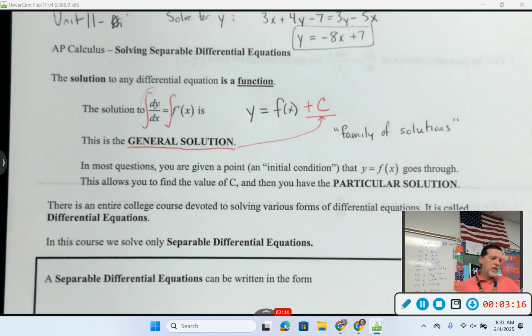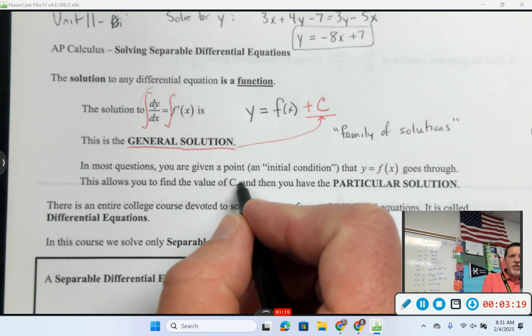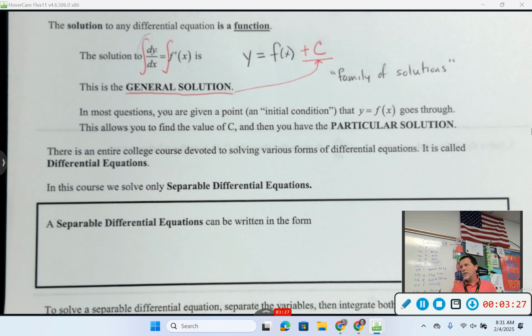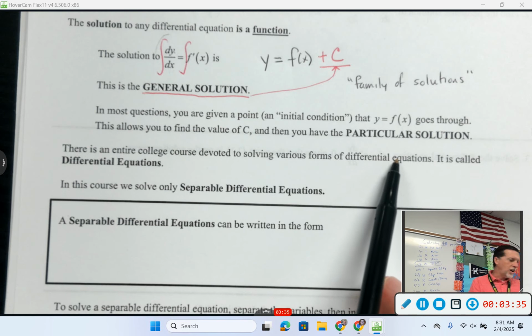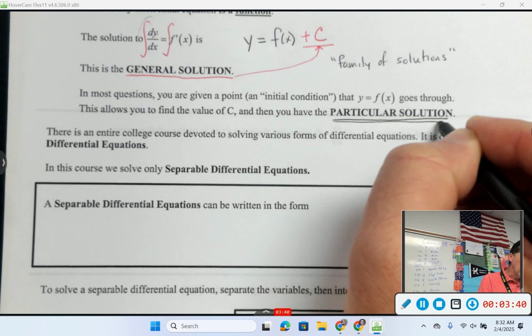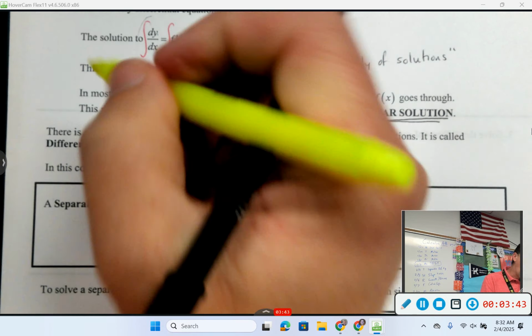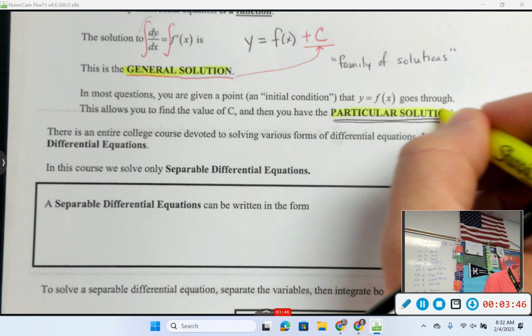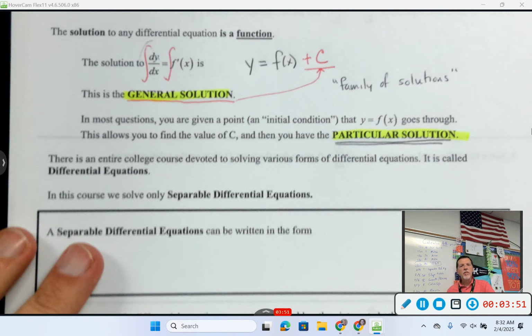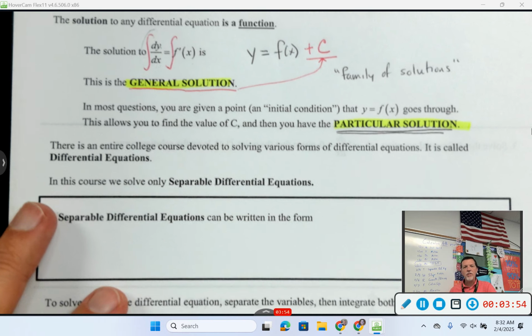Now, in most questions, we've seen this with position and velocity, we give you an initial condition so that you can figure out what c is. And that will continue today. We won't be doing position, velocity, acceleration, but it's sort of the same in that you take an antiderivative, a plus c shows up, and you got to figure out what the c is. When you know what c is, then you have the particular solution. So general solution has the plus c. Particular solution is when you know what c is. So that is solving a differential equation.